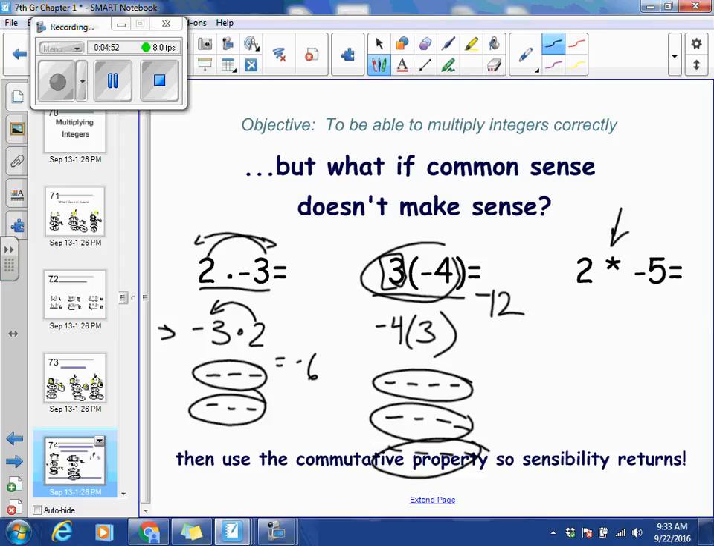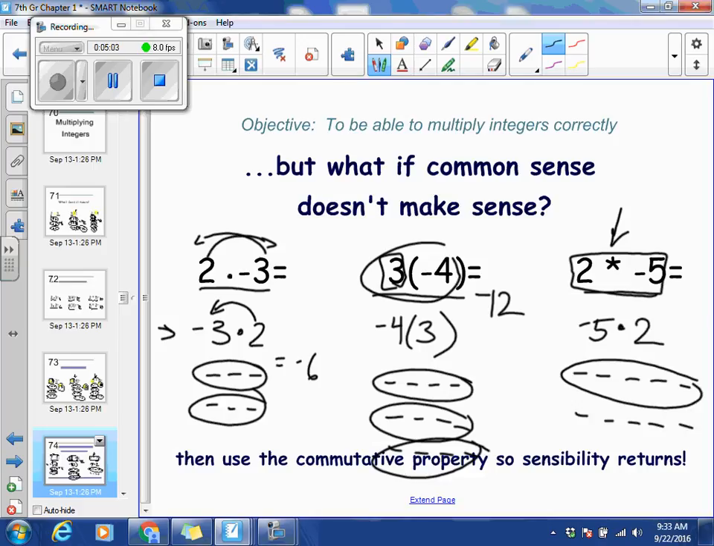And last problem again, how can I have 2 negative times? But the commutative property tells me the answer to this problem will be the same as the answer to this problem, which is easy to represent. I have 5 negatives, and I have 5 negatives 2 times. So my answer here is negative 10.